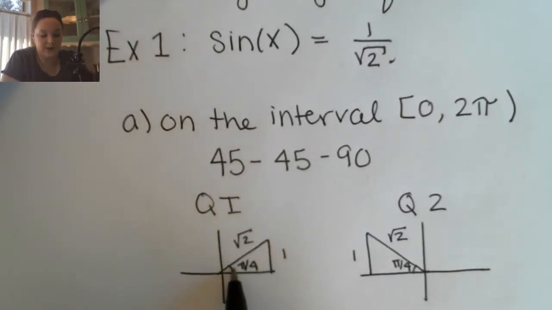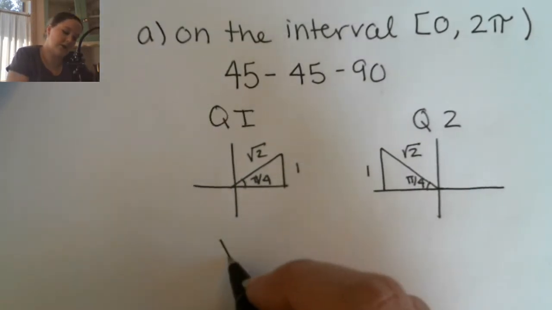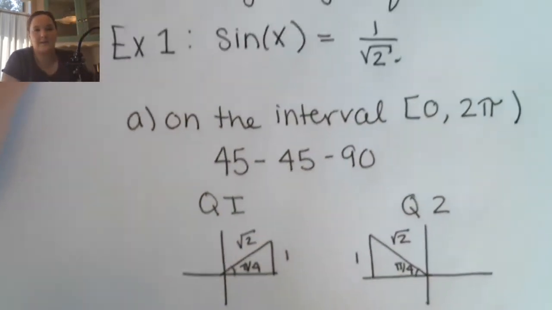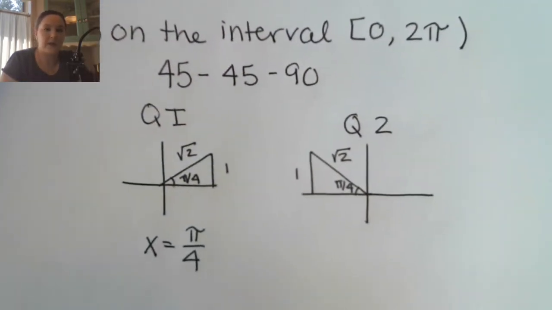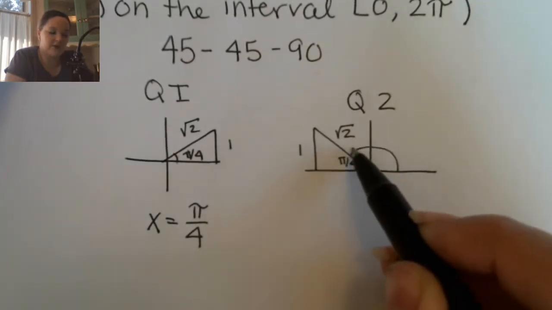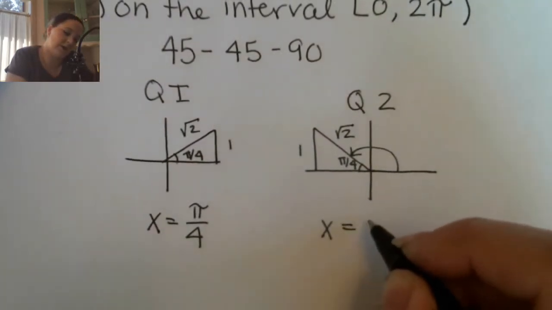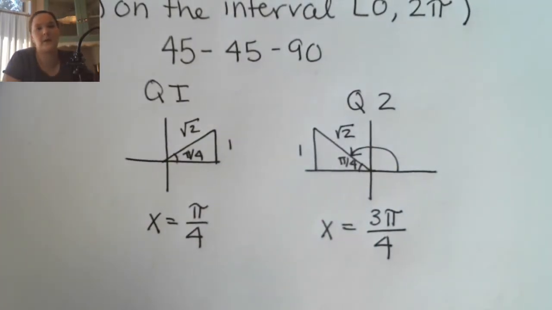In the first quadrant, if this angle is pi over 4, then that is my solution. So my solution for the first quadrant would be x equals pi over 4, and that means sine of pi over 4 is 1 over root 2. That's true. Then in the second quadrant, this reference angle is pi over 4, which means this larger angle is pi minus pi over 4, or 3 pi over 4. So there are my two solutions, one from each quadrant where sine is positive.